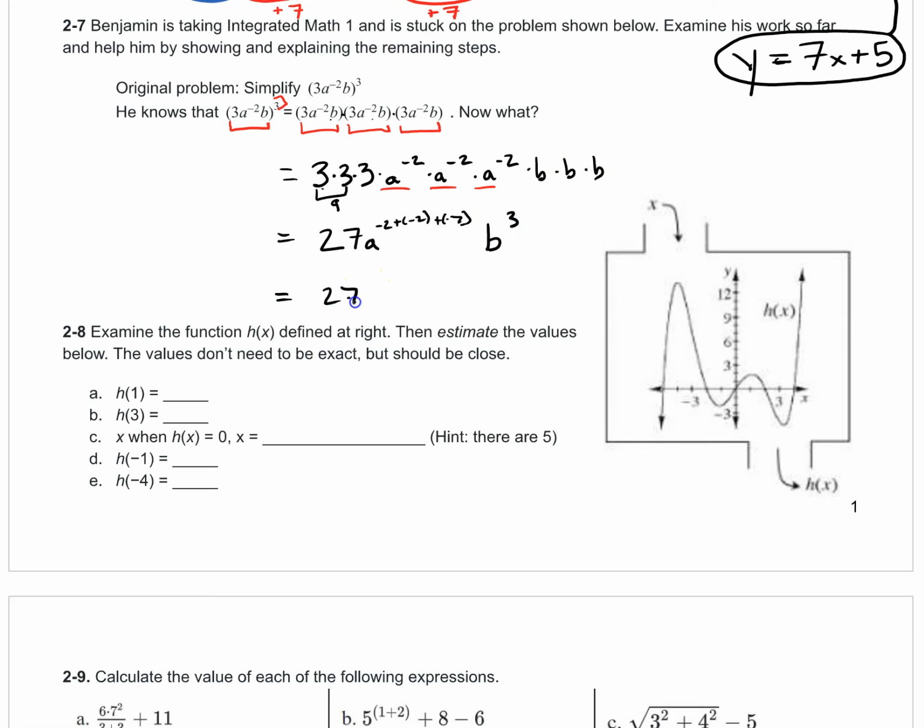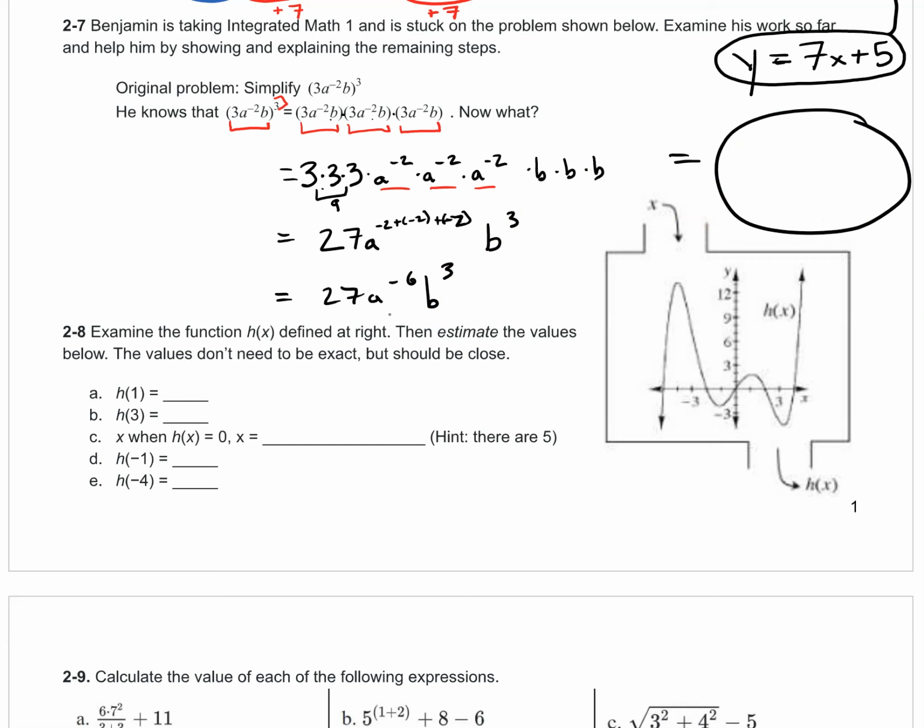So you're going to get 27. If you add all these together, that's a negative 2, that's a to the power negative 6, equals, we just have b to the power 3. Alright, so there's one more step. I'll let you finish this one. You have to deal with that negative exponent.